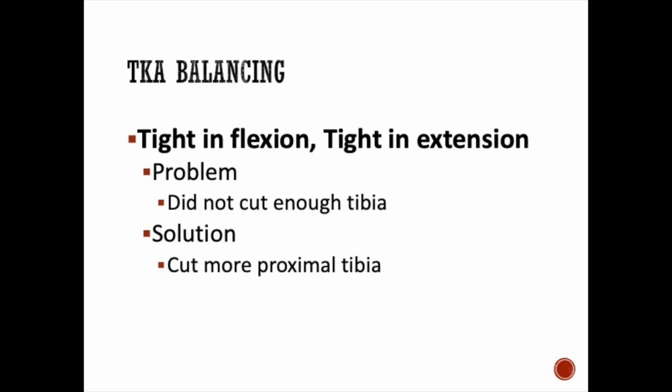The general rule is if a gap problem is symmetric, then usually you need to modify the tibia, and if the gap problem is asymmetric, then you're going to need to modify the femur. So if you have an implant that's tight in flexion and tight in extension, as we just talked about, that's a tight knee. Again, it's a symmetric problem. So both flexion and extension have the same problem. You want to modify the tibia. So the solution, cut more tibia or downsize your polyethylene.